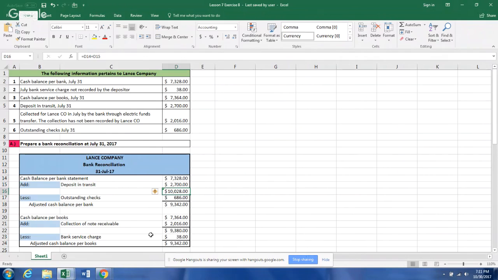You add both of those together and you get $10,028. And then you have to subtract out the outstanding checks, which is right here, the $868 on line 6. And then you have your adjusted cash balance per the bank. So you take your $10,028 and your $686, and you come up with $9,342.